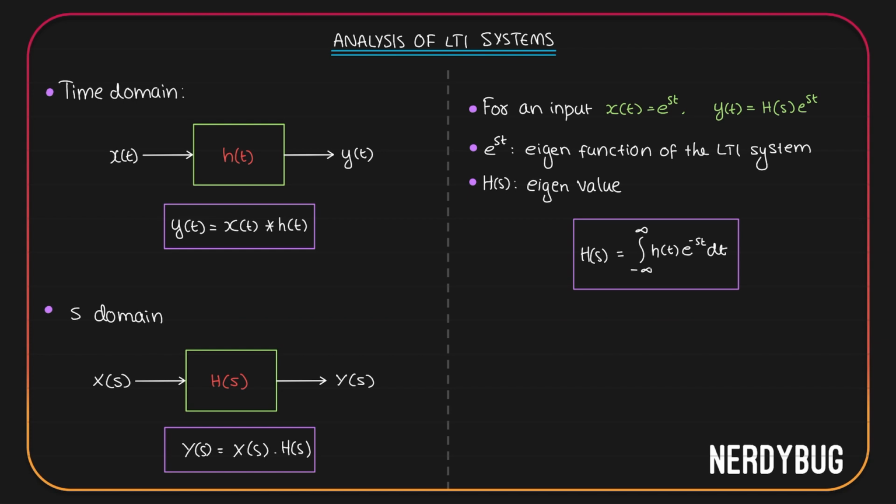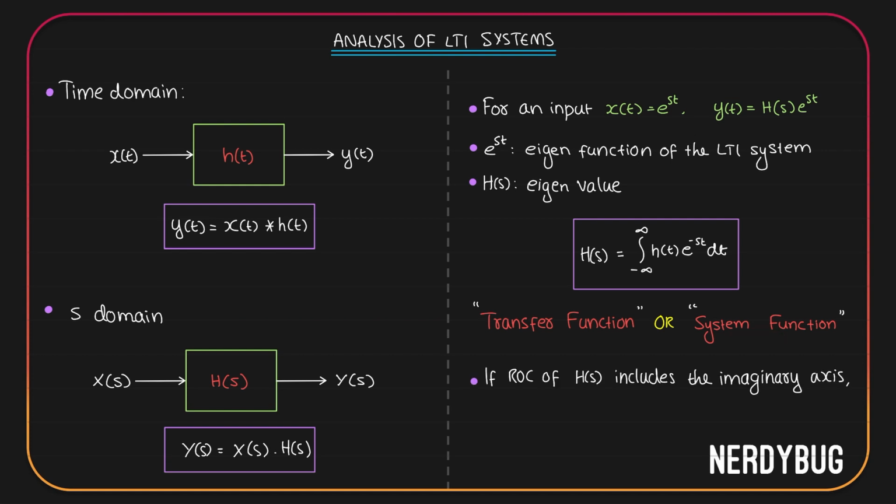Let us conclude what we learned. For an input x of t that is e raised to st, the output we got is H of s multiplied by e raised to st. So we called e raised to st the eigenfunction of LTI system and H of s the eigenvalue. H of s is the Laplace transform of h of t, that is integral from minus infinity to infinity h of t e raised to minus st dt. It is called the transfer function or the system function.